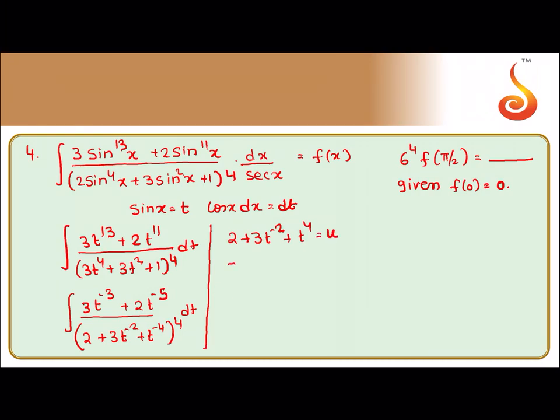2 plus 3t to the power minus 2 plus t to the power minus 4 is equal to u. You will get minus 6 t to the power minus 3 minus 4 t to the power minus 5 dt is equal to du. So we substitute here. So this becomes minus 1 by 2, dt by t to the power 4, u to the power 4. This is du.